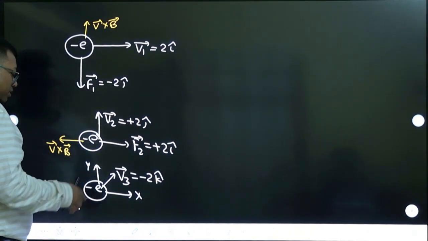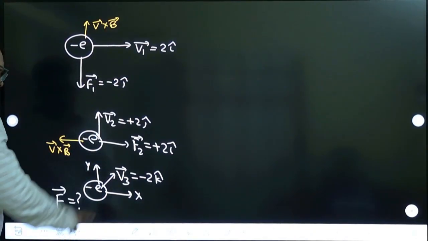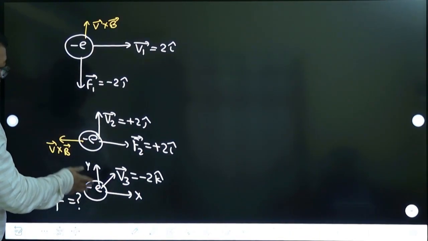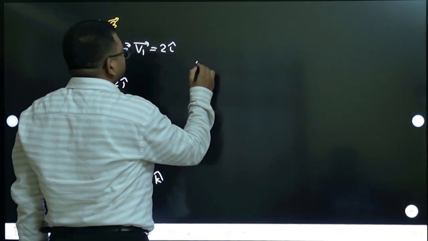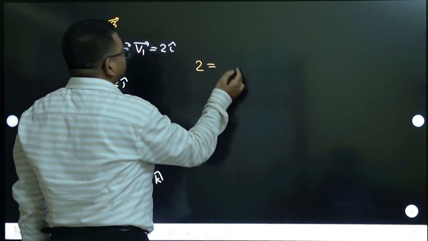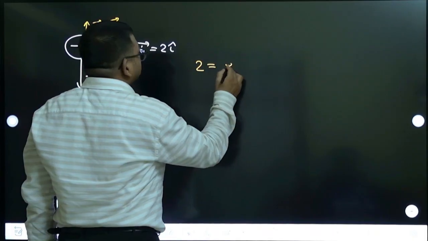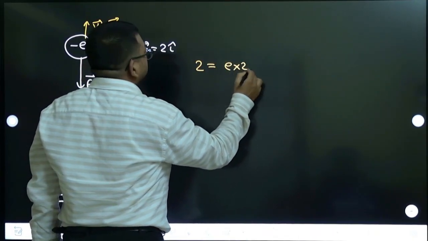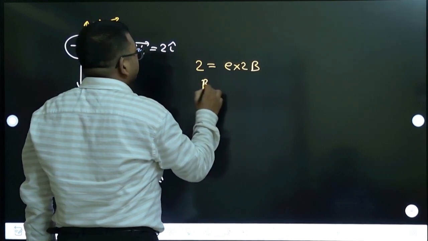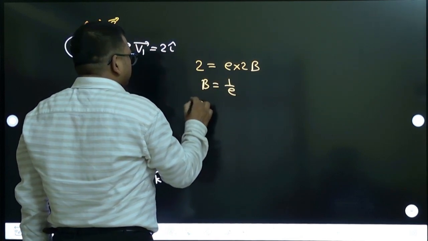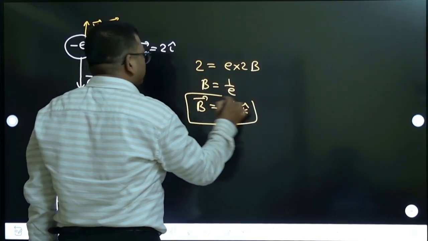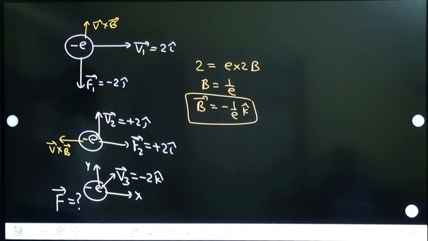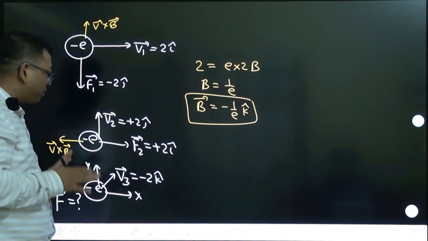Now in this case, what will it be? V cross B. So note that the magnetic field is inside. What is the value of the magnetic field? That we also calculate. So the force magnitude is 2, V cross B or QVB. Charge is E. Velocity here is 2, so B becomes 1 by E. But in terms of vector, it is minus 1 by E k cap. This is the magnetic field, so simple. So if this is the magnetic field, from the first and second we can verify that.